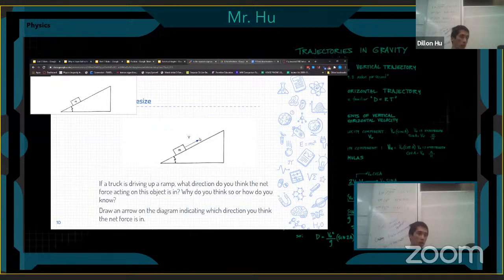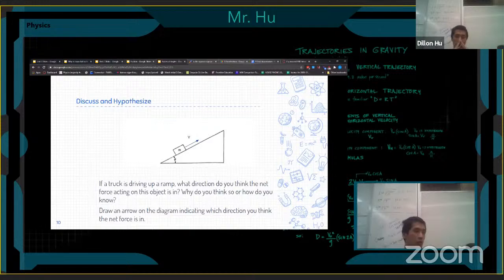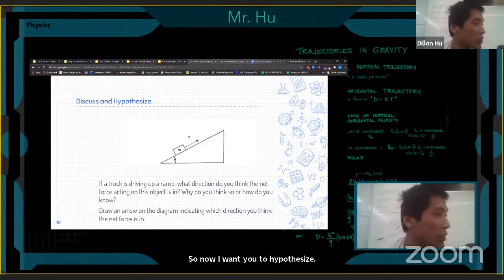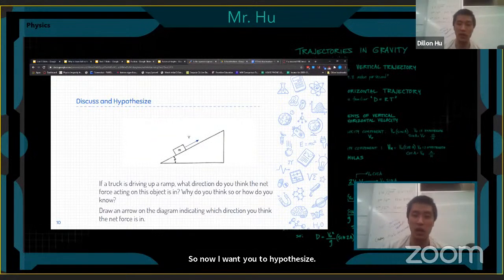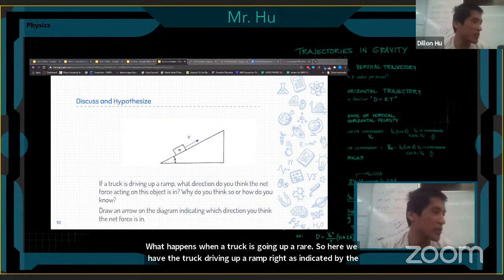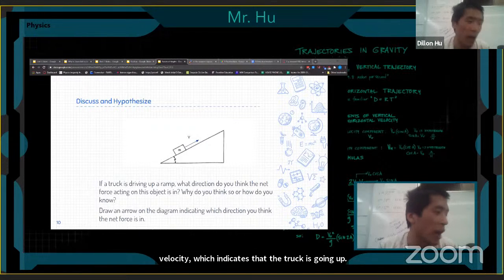Now I want you to hypothesize what happens when the truck has a velocity indicating that the truck is going up. I want you to write down what direction you think the net force acting on the object is. What direction do you think the net force acting on a truck going up a ramp is? And then see if you can explain why you think so, or how you know. I also want you to draw an arrow on the diagram indicating which direction you think the net force is in.